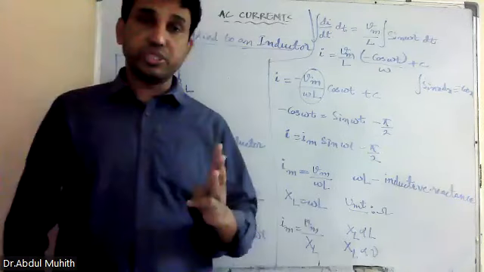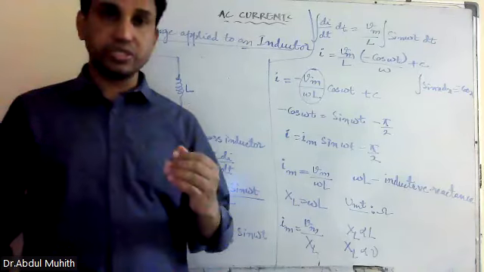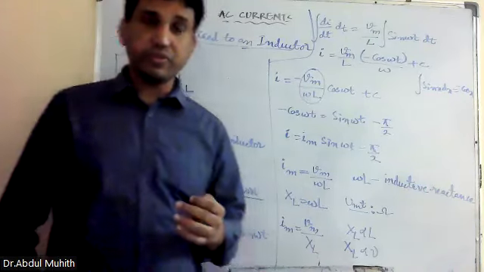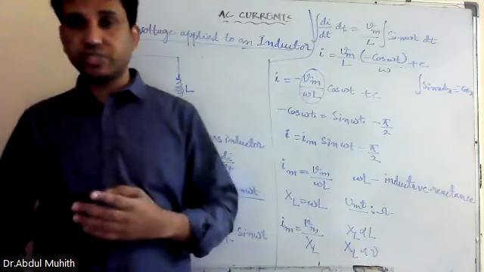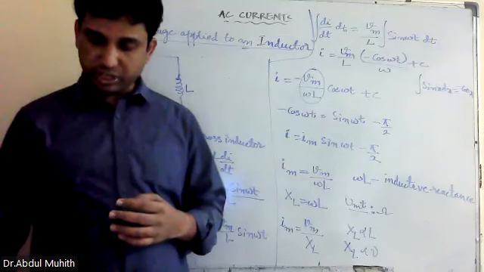There are three components: resistor, capacitor, and inductor. Okay, these are the three components. What is the function of a resistor? To resist the flow of current.